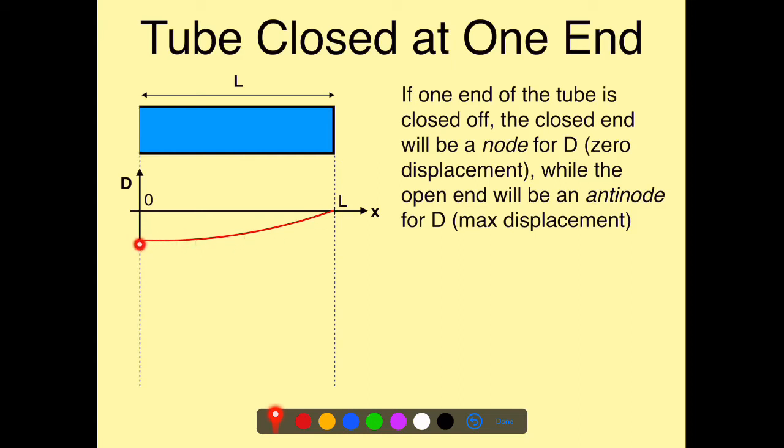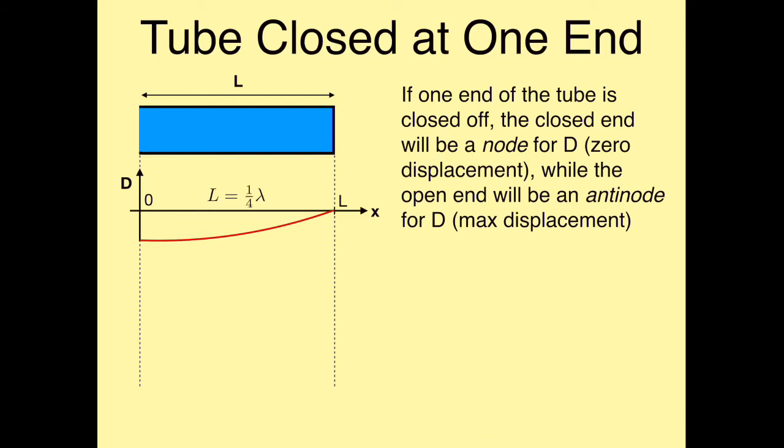Just go from the maximum displacement straight to 0, just like that. And that's a quarter of a wavelength. Okay, what I'm showing you there is a quarter of the overall wavelength. So L, the length of the tube, is equal to a quarter of the wavelength lambda.